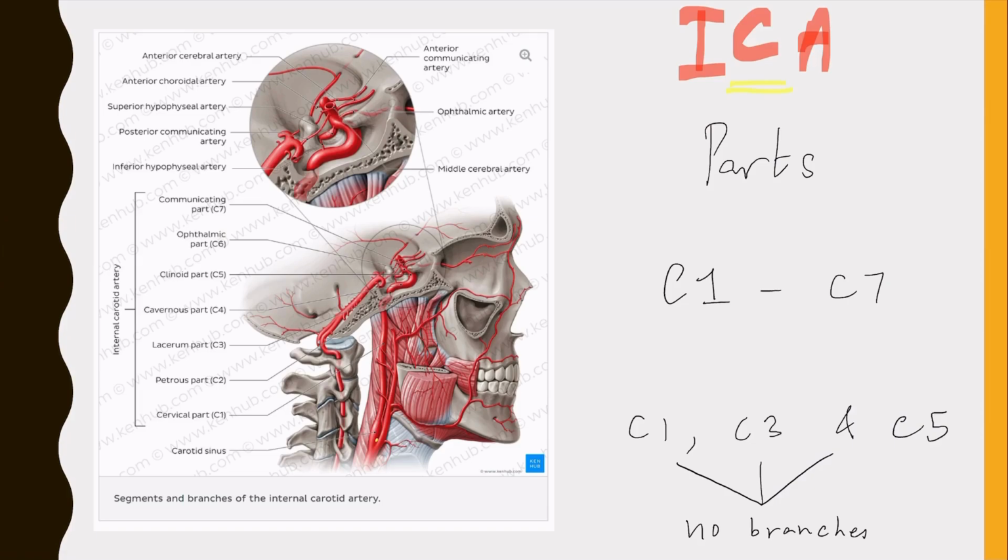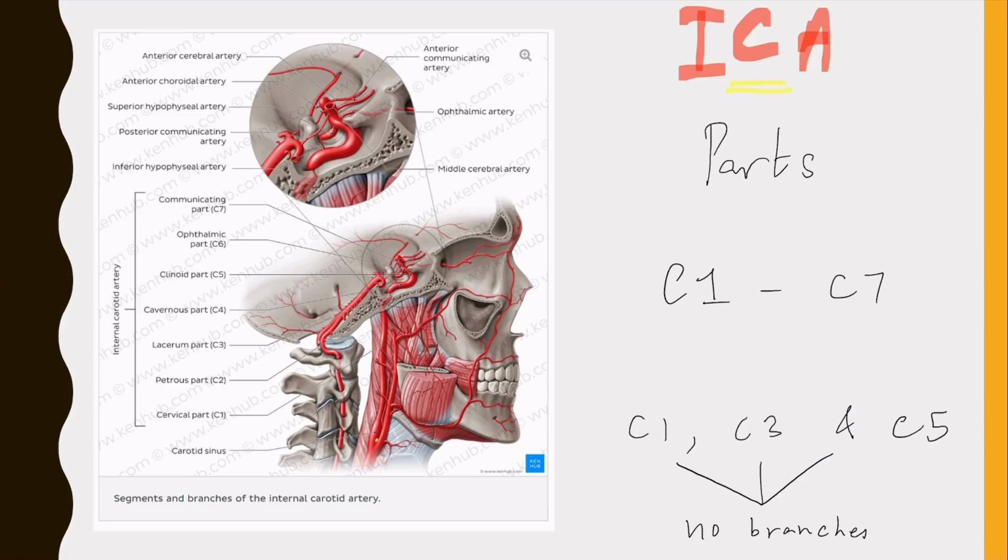And near the bifurcation, which in a lot of sources is at the level of C4, but can vary in people, being even C3, C4, C5, C6. It just depends on the particular body you have a look at. But C4 is a good starting point to remember.